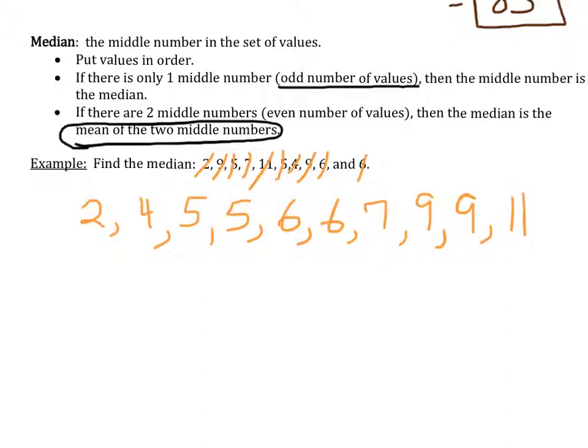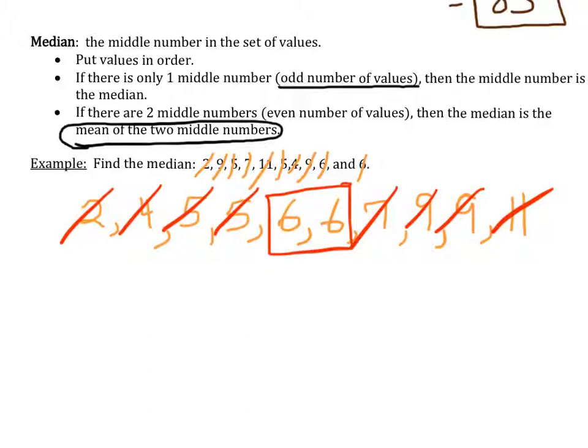In order to find my middle number, I'm going to strike off one from each end. I'm not at the middle yet, so I strike off another from both ends. Not in the middle yet, so I strike off another from both ends, and another. Now I have two middle numbers. If I count the numbers, I have 1, 2, 3, 4, 5, 6, 7, 8, 9, 10. I should have expected two middle numbers because I have an even number of values.